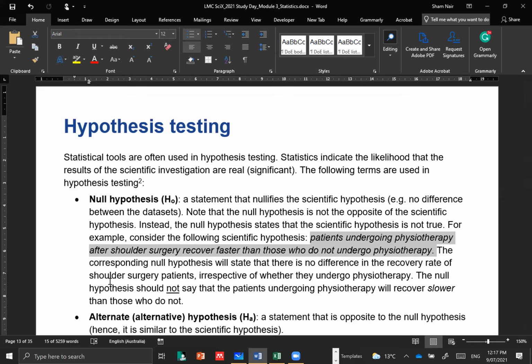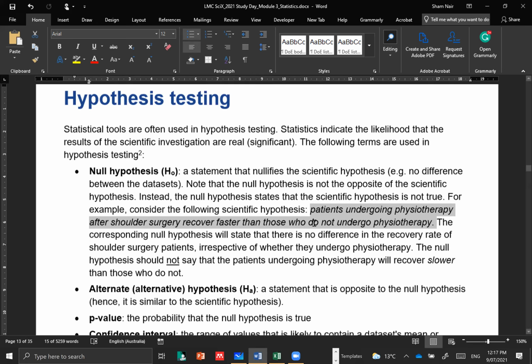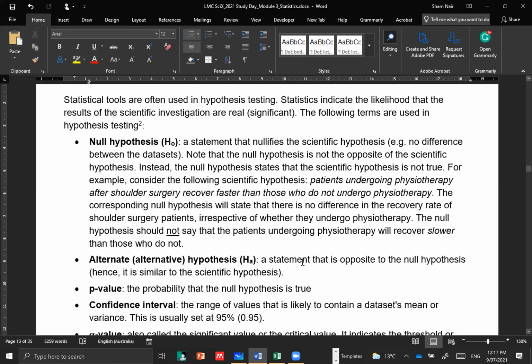To do a statistical test, you then have to develop two other hypotheses, the null hypothesis and the alternate or the alternative hypothesis. Remember, the scientific hypothesis is the foundation. That's the thing that forms the basis of the research project. The statistical testing is done after the data has been collected, not before that.